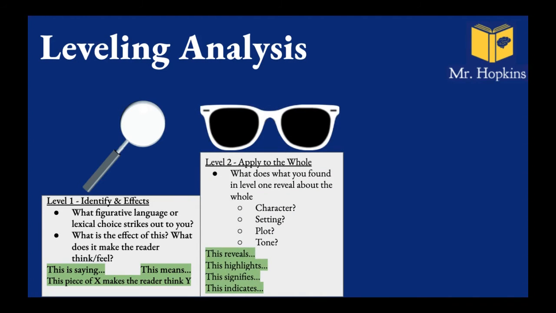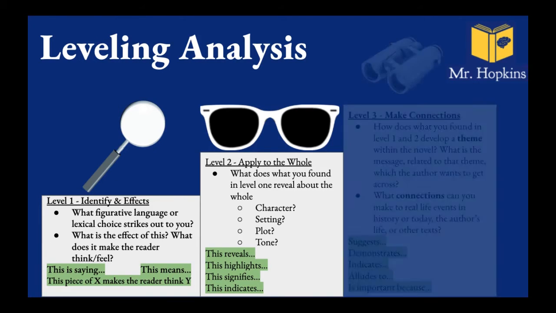I've got glasses here. The reason I have glasses is because you've taken a step back. You're not looking really close with a magnifying glass. You're just at normal distance now and you're looking at the whole book, or the whole poem, or the whole play. And level 2 is to apply what's been said in level 1 to the whole. So what does what you found in level 1 reveal about the whole character, the setting, the plot, the tone? And I'll go through some examples in a bit. You can use phrases like this reveals, this highlights, this signifies, and this indicates.